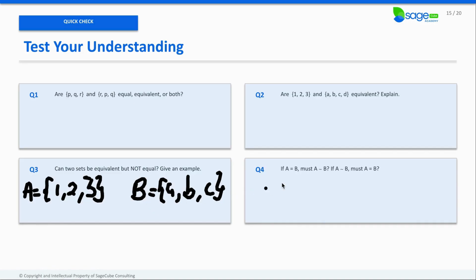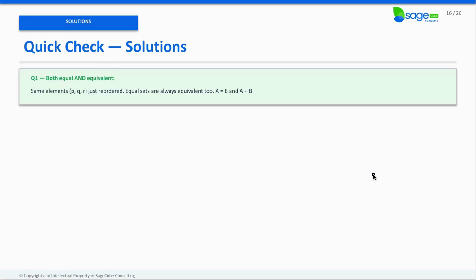Then question 4. Remember, if A equals B, must A be equivalent to B? And if A is equivalent to B, must A equal B? If A equals B, then yes, A is equivalent to B. PQR, PQR, they are equal, and they have the same sizes, so they are equivalent. But if A is equivalent to B, {1, 2, 3} and {A, B, C}, must A be equal to B? These are not the same elements, letters and numbers. So if A is equivalent to B, then A is not necessarily equal to B.